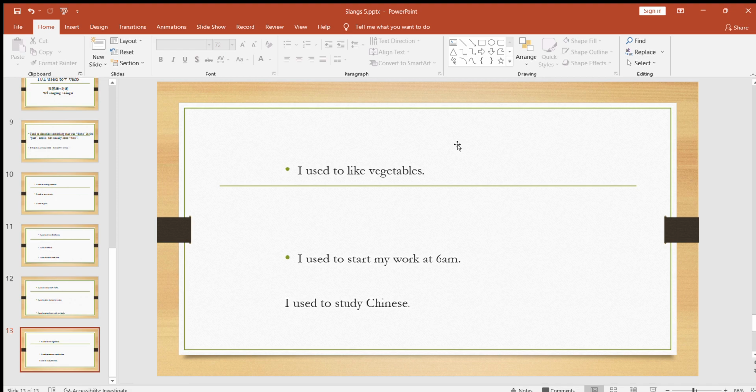I used to start my work at 6 a.m. Before that, I was starting my work at 6 a.m. in the morning, but now maybe I have a habit of sleeping for longer hours, so that's why I don't normally start at 6 a.m. Okay, I used to study Chinese. Yes, that's true. When I was in China, I used to study Chinese a lot, but now I don't actually do it.